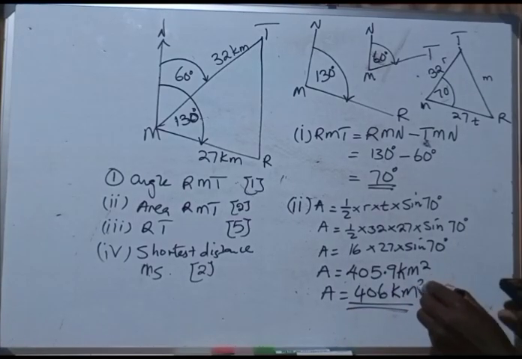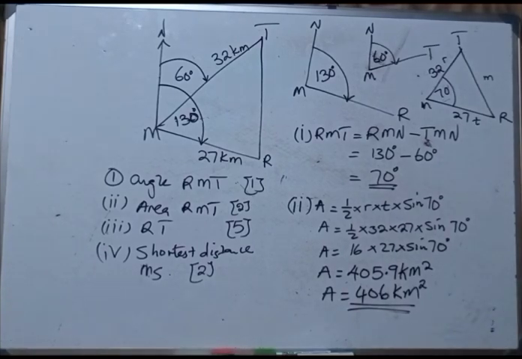406 kilometers squared, since this is the area. So that is the answer we have for the area. Now we go to the next question. We are finding RT.